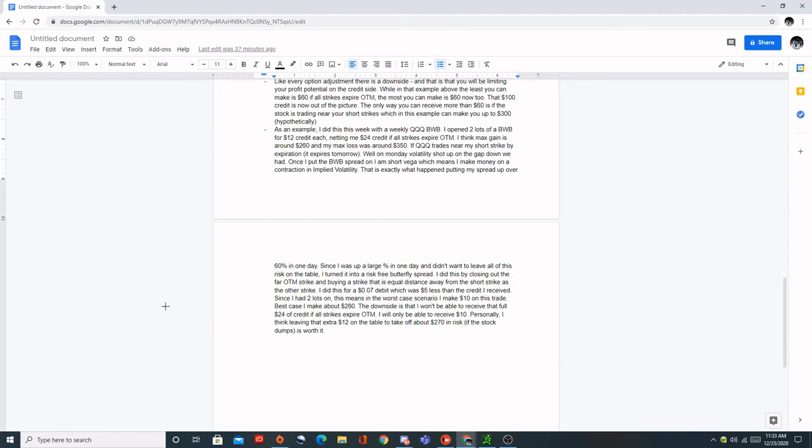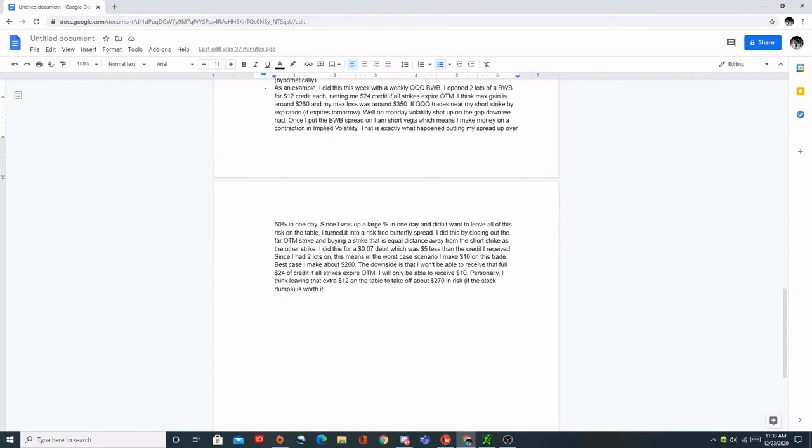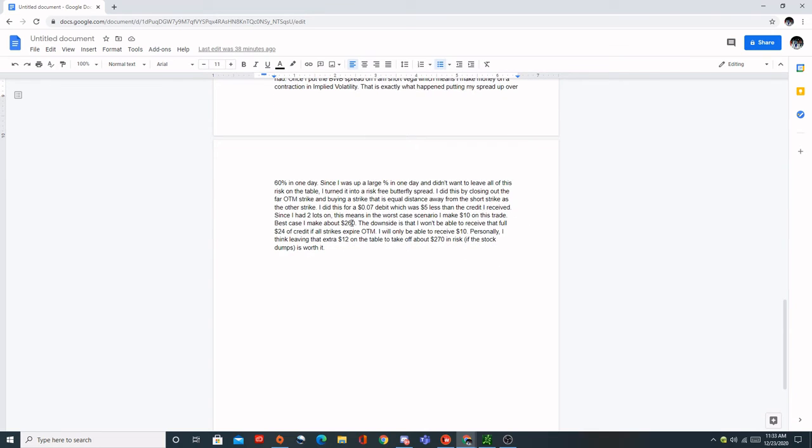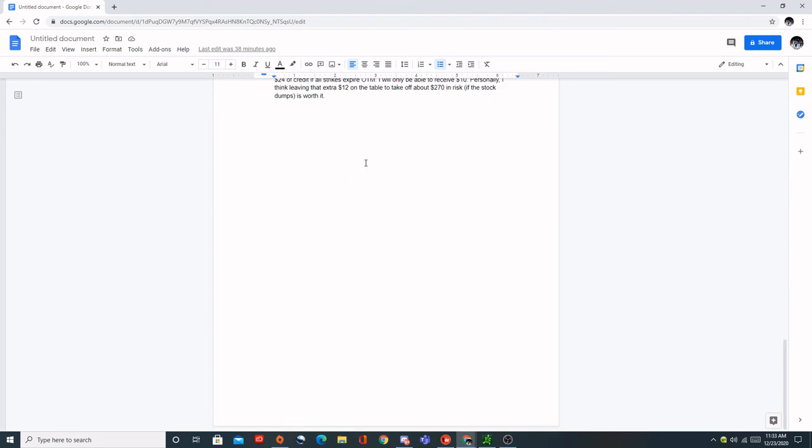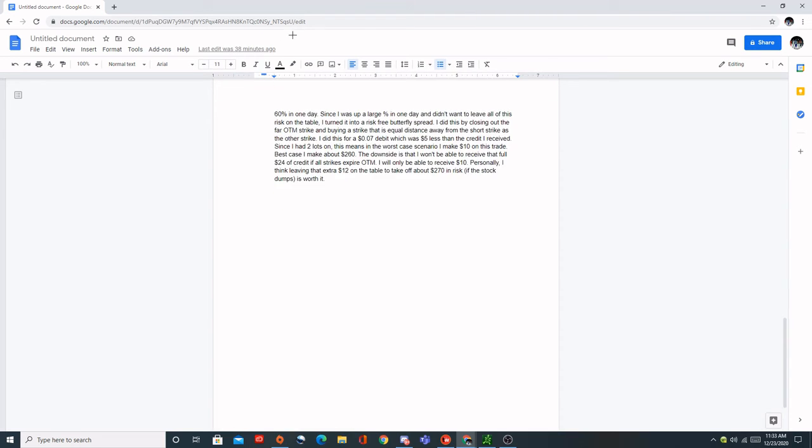So I did this by closing out the far out-of-the-money strike and buying a strike that is equal distance away from the short strike as the other strike. I did this for a $7 debit, which was $5 less than the credit I received. Since I had 2 lots on, this means in the worst case scenario I make $10 on this trade. Best case I make about $260. The downside is that I won't be able to receive the full $24 of credit if all strikes expire out of the money. I will only be able to receive $10.